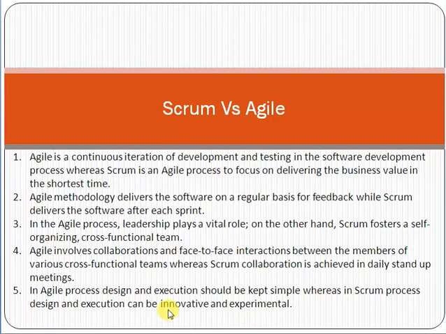Scrum appreciates creative ideas and innovative ideas. However, Agile says that things should be simple, and the main focus of Scrum is on creativity and innovative ideas. However, Agile basically focuses on simple things.